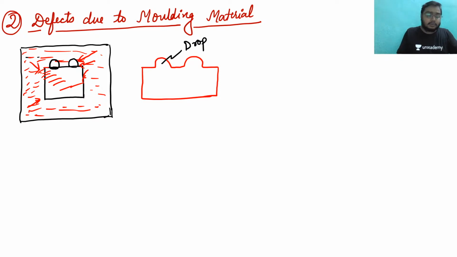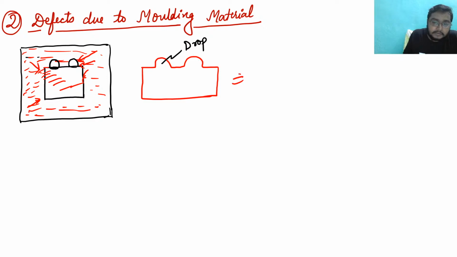Okay, so now what I was telling you, defects due to the molding material. What are the defects that we are seeing due to this molding material? I have told you that due to improper ramming, the molding sand will drop from the cope box to the drag box and form a projection on the surface of the casting. That projection on the surface of the casting is known as drop. Clear?